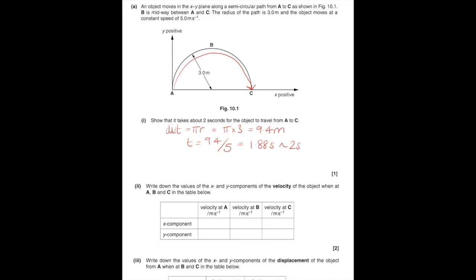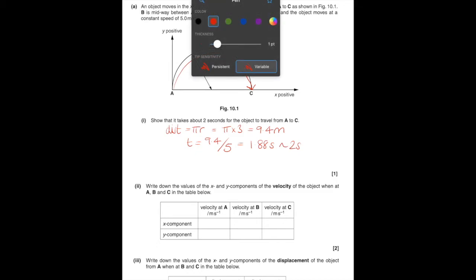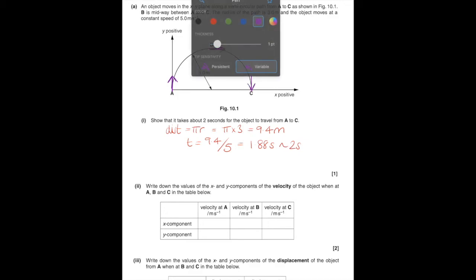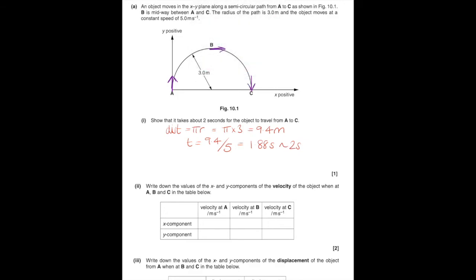Then you're asked to write down the values of the components of the velocity when at A, B and C. Okay, so let me just remove this so that I can annotate this as we go through. So x and y components of the velocity. So in terms of the velocity, what is it doing? Well, at A, it is moving this way. At B, it is moving this way, and at C, it is moving that way. All right, if you actually physically draw on what the object is doing at those 3 points, that should make it easier.